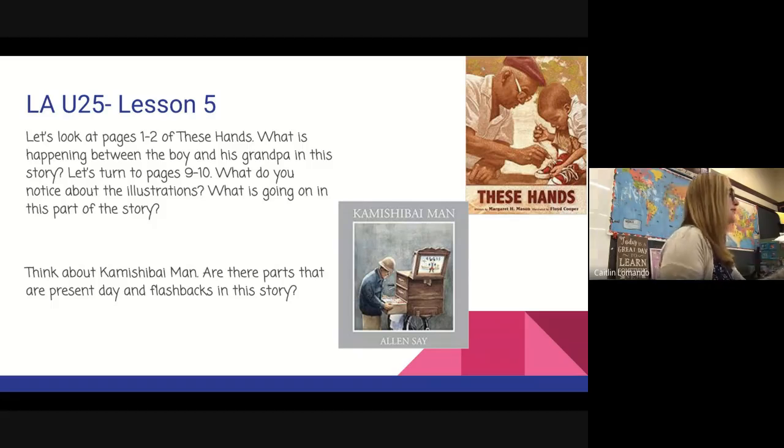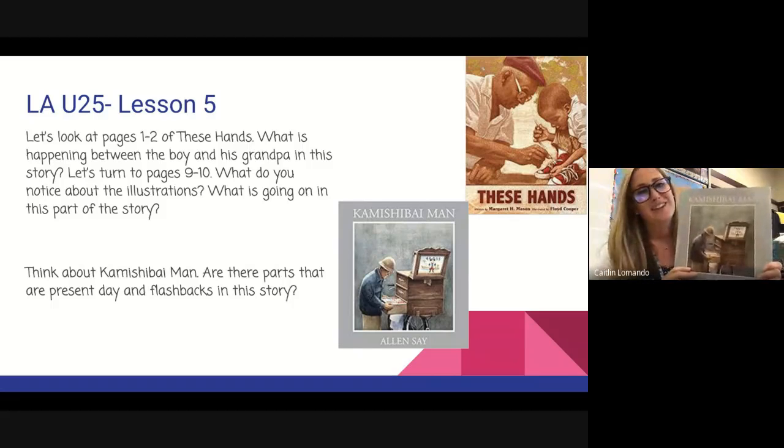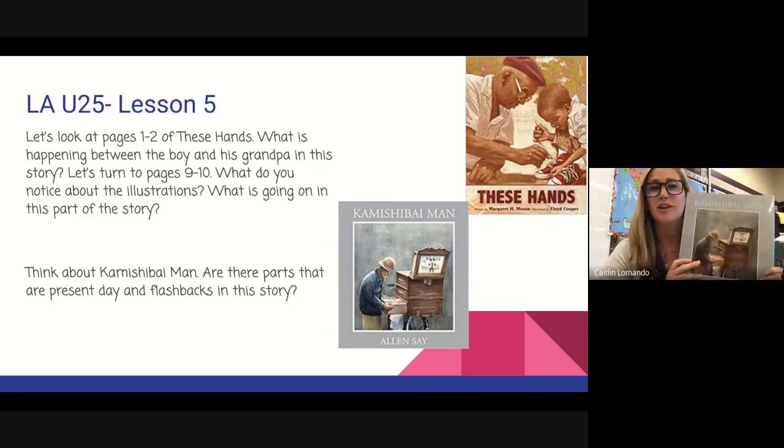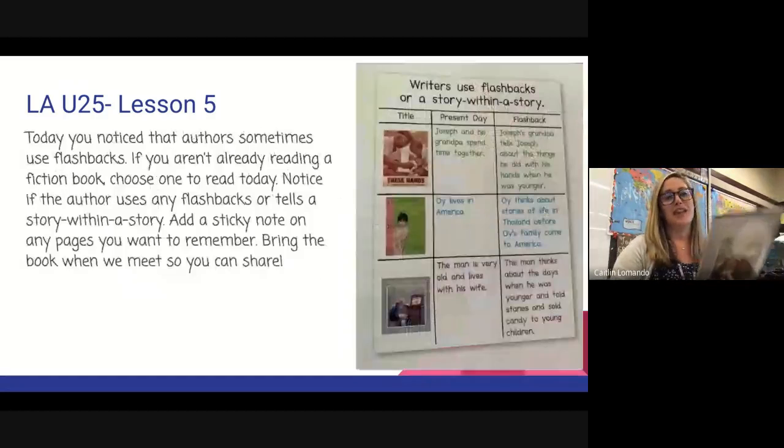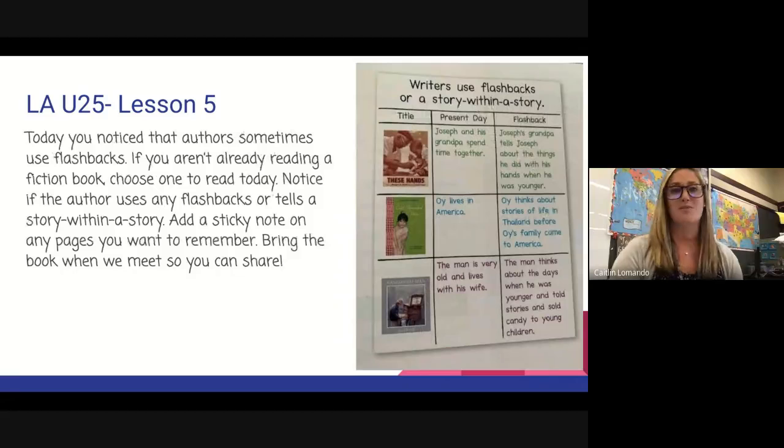Here's a book that we've read a lot of, Kamishibai Man. So remember, are there parts in this story that are present day? And are there parts that are flashbacks? Yes, there are. There are parts that are present day and other parts that are flashbacks. So today we noticed through 2 books that we used that authors sometimes use flashbacks.